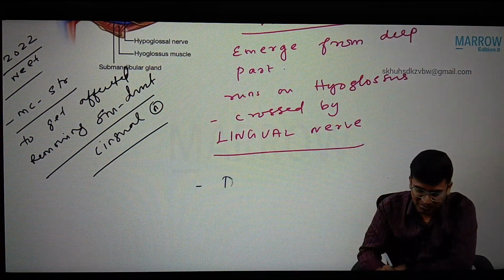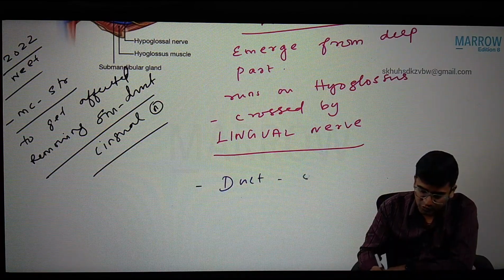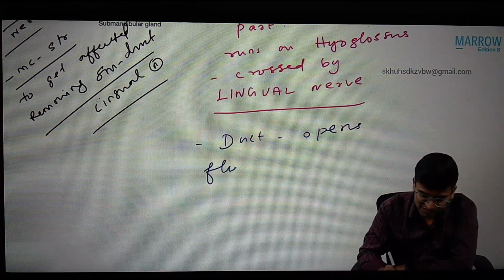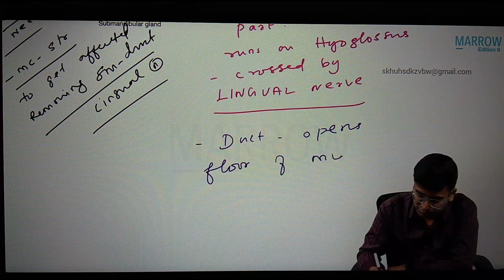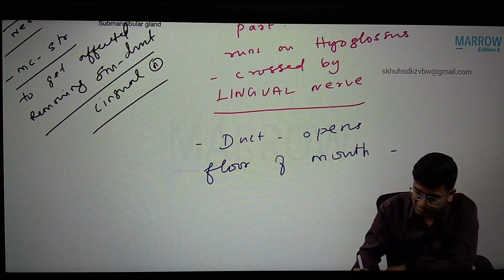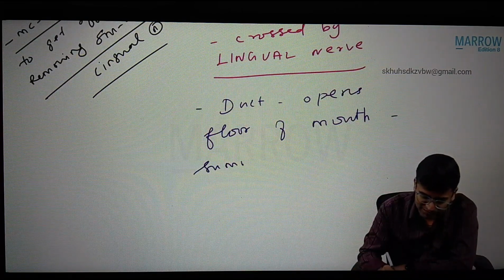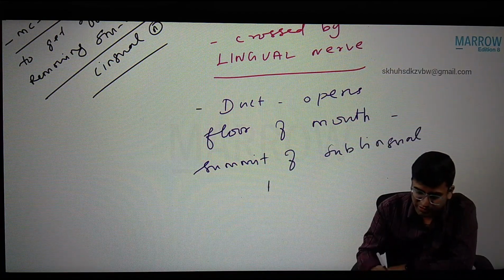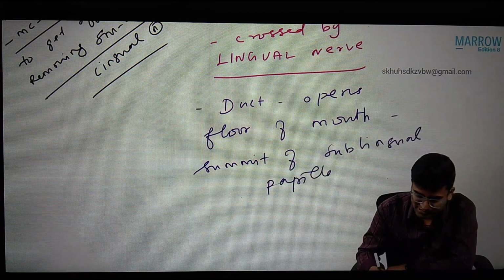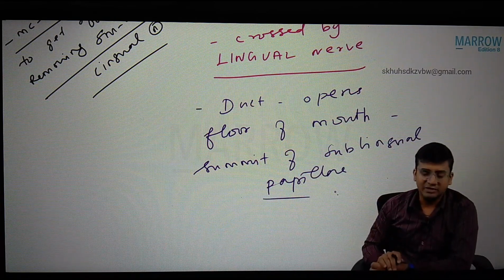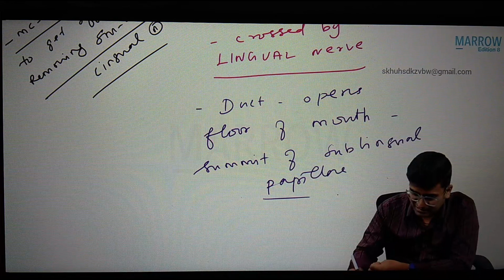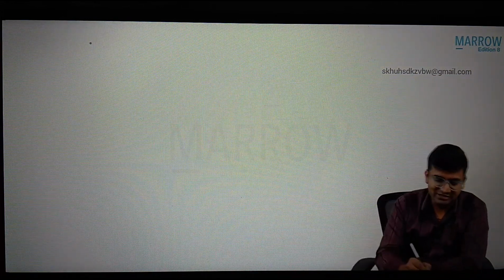After that, the submandibular duct, which opens into the floor of the mouth, opens in the summit of the sublingual papillae. Okay. And this is the fate of the submandibular duct. Right. And next, we're going to see the nerve supply.